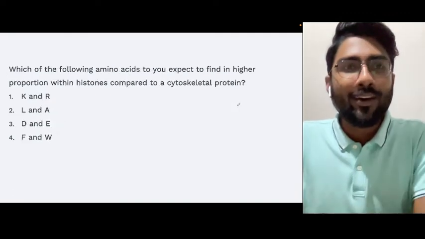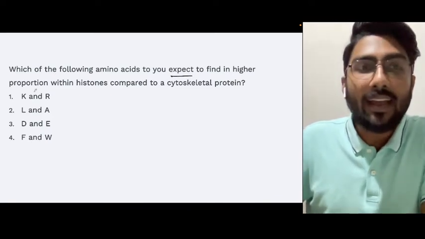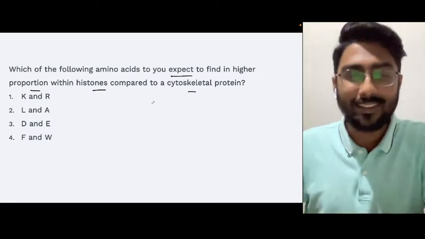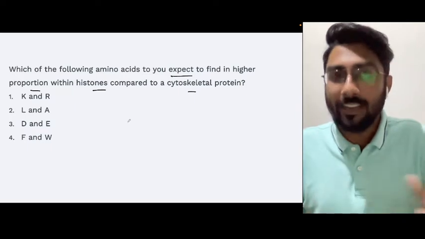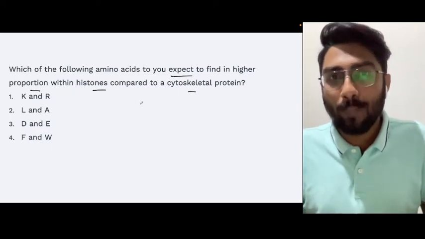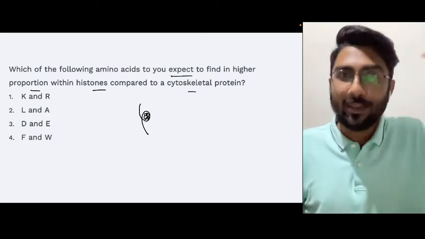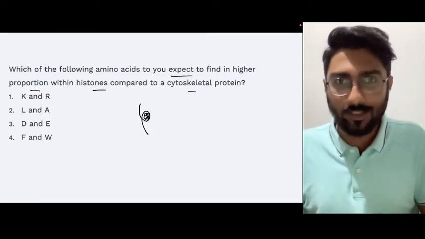Which of the following amino acids do you expect to find in higher proportion within the histones compared to cytoskeletal protein? Very simple question. So guys, histones help in the packaging of DNA. DNA is very long. Histones are going to bind with the DNA and pack it. It is going to form the chromosomes, like we have seen in the metaphase in the last question, right?